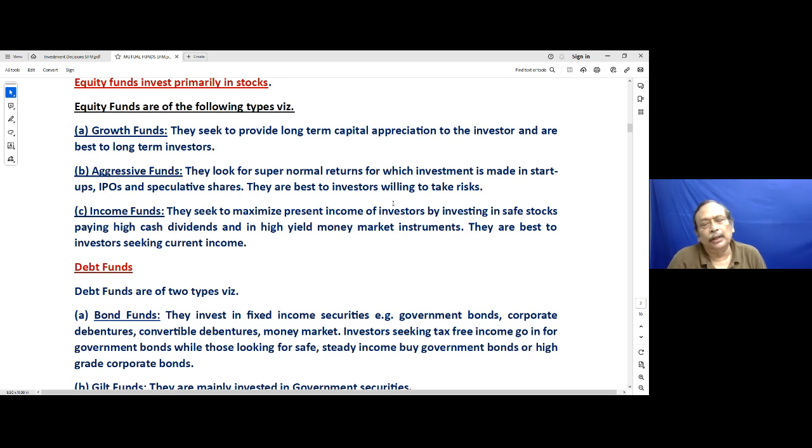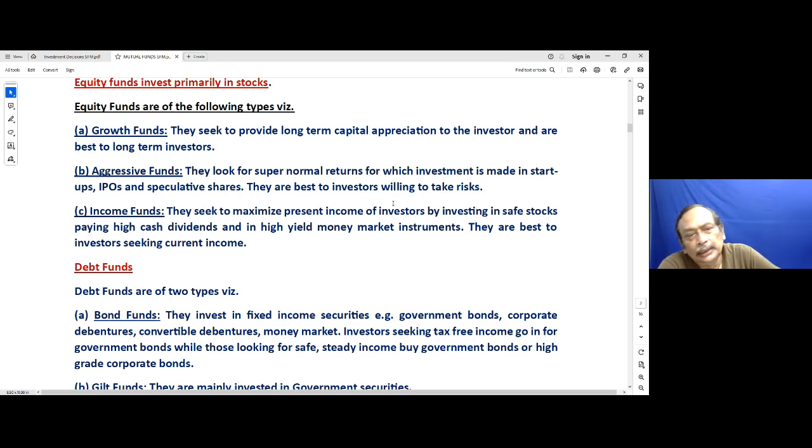Then aggressive funds. They look for supernormal returns, for which investment is made in startups, initial public offers, and speculative shares. They are best for investors willing to take risk.